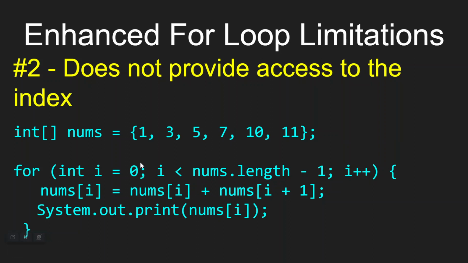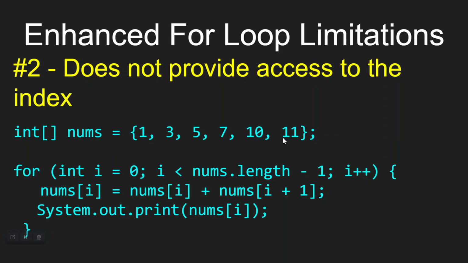So what this is going to do is when the index is 0, nums at 0 is going to be changed to nums at 0 plus nums at 1. So our 1 would actually become 1 plus 3, so it would become 4. And then this would print the number 4. And then when the index goes up to 1, it's going to reassign the index at 1 to be 3 plus 5. So the 3 would change to 8, and then it would print the 8. And this would happen all the way up to here. It would reassign this to be 10 plus 11.